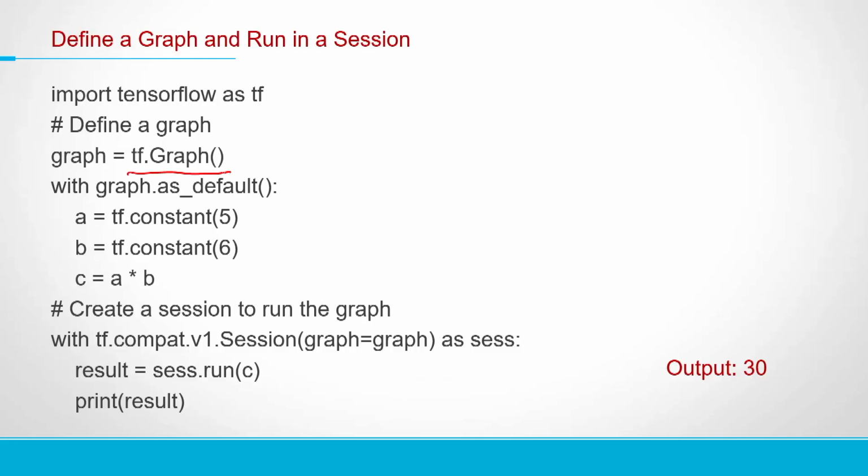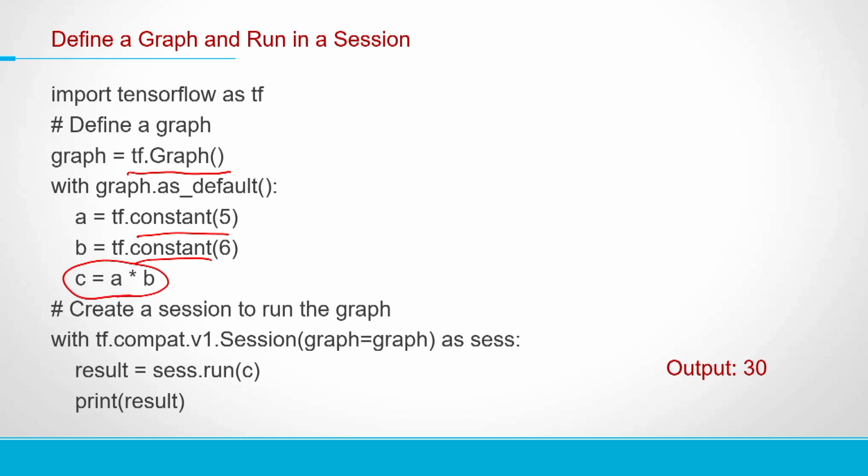Now, moving on to the next concept, how to define a graph in case of a tensor and how to run a session. So, this example creates a graph with the inbuilt function tf.Graph. Here, while we are creating the graph, we are taking two constant values 5 and 6 and their product is considered for c.